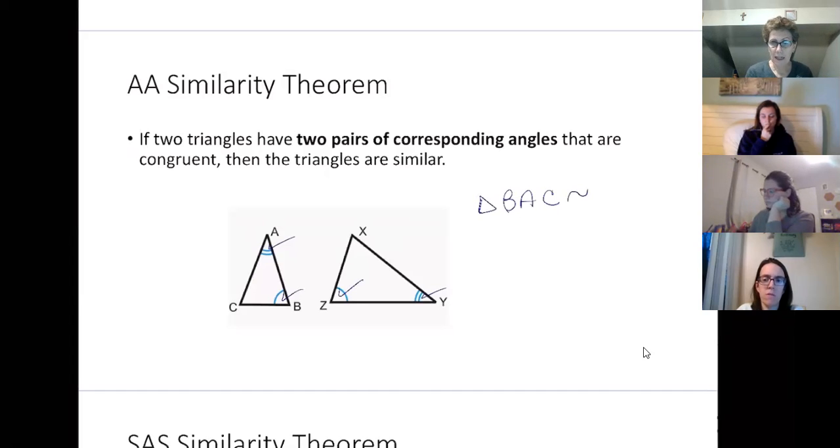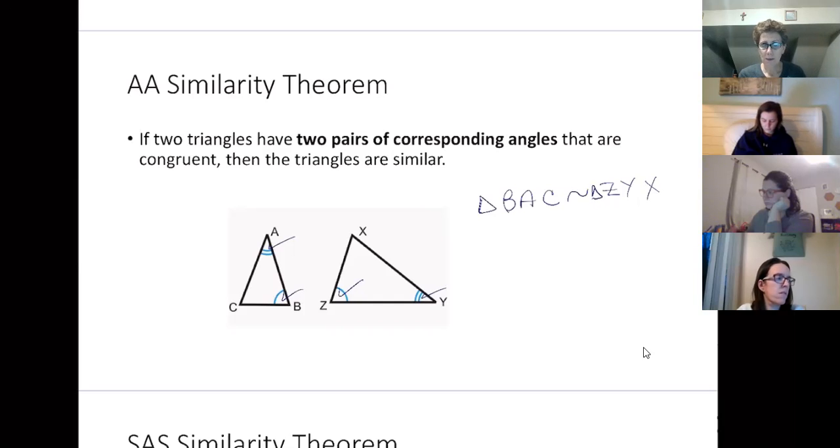The triangles themselves are similar. The angles are congruent and the sides are in proportion. So you've got three different symbols going on. So BAC was the first hash mark, the second, and then the no hash mark. And then this is ZYX. And I'm going to put a little triangle symbol in front of that too. So that's telling me that this is my similarity statement.